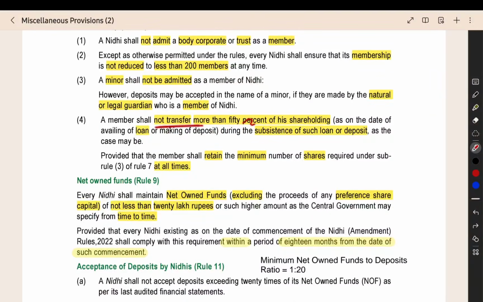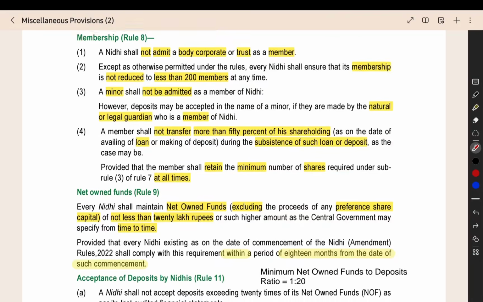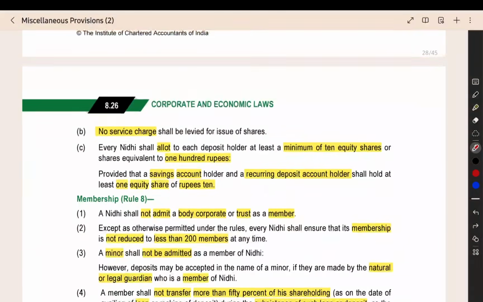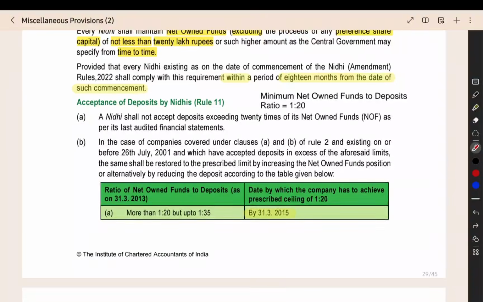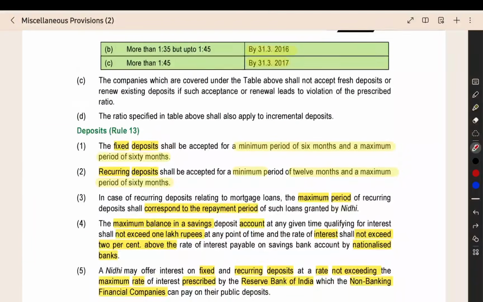So here shall not transfer more than 50% when there is a deposit or loan by the member in the Nidhi company. And then the minimum shareholding that should be there at all times: any equity share equivalent to 100 rupees. Then Nidhi company can accept the deposit. The one is to maintain net owned funds to deposit ratio that I told you. Then this is a transitional provision.